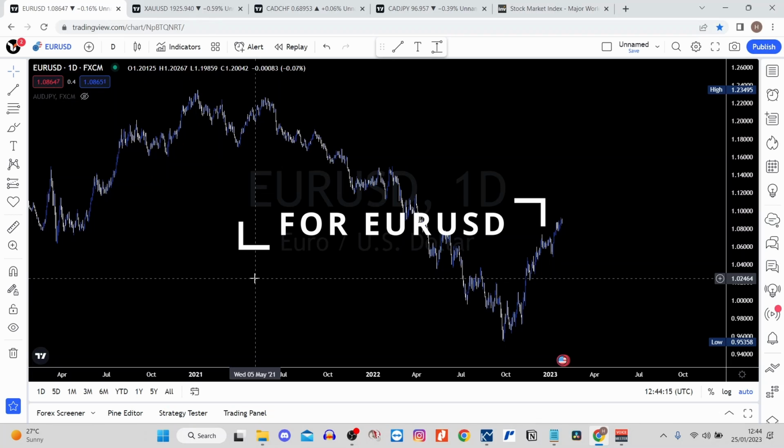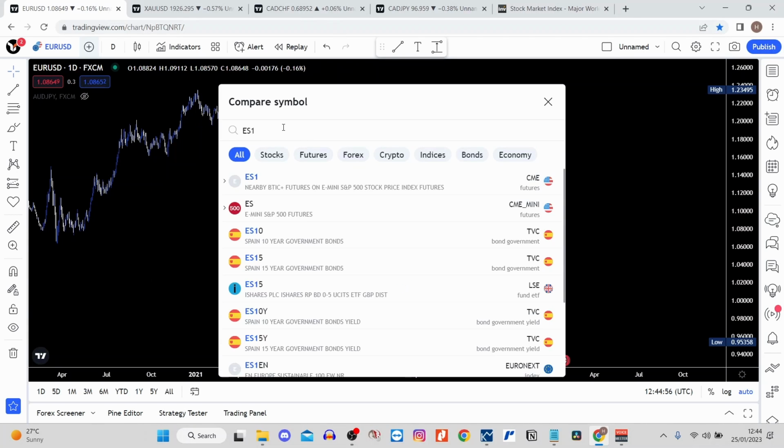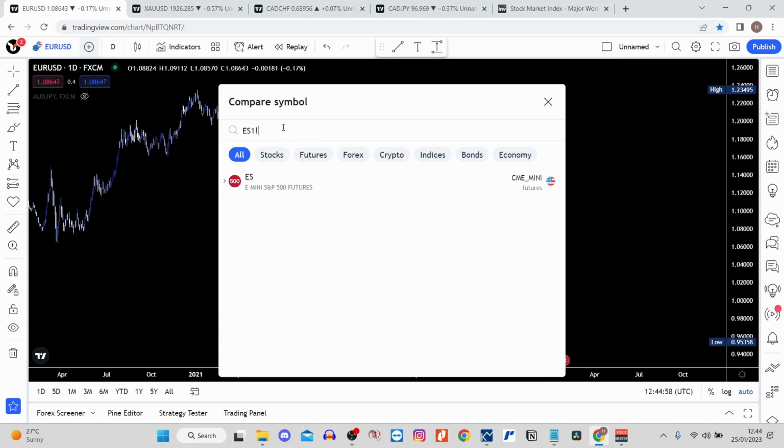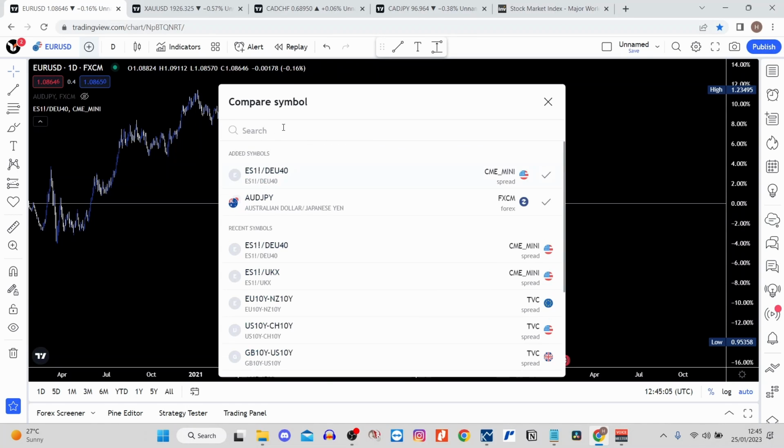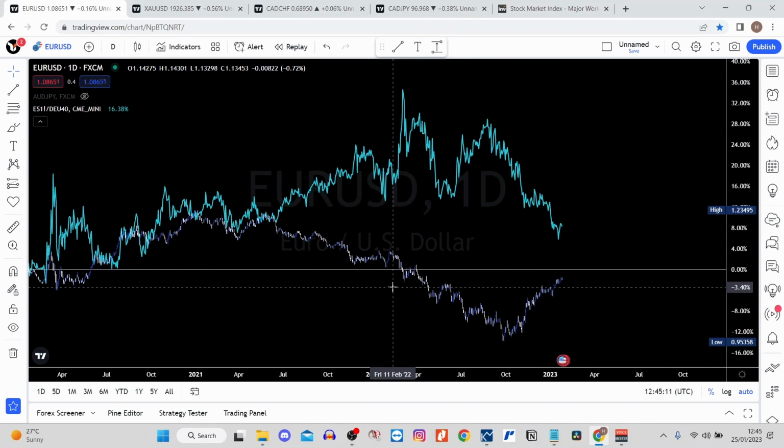For example, if we're looking at the Euro economy, we'll be looking at the DAX because Germany is pretty much the driver of the Euro. If we're looking at the US economy, we'll be looking at the S&P 500. We click on that and input the ES1 futures, the S&P futures divided by the DAX, if we are looking at the Euro US dollar. We'll do a few currencies so that you can figure out what the formula for that is.